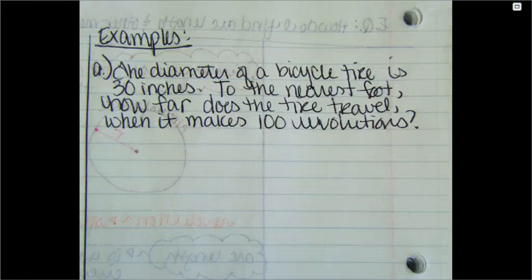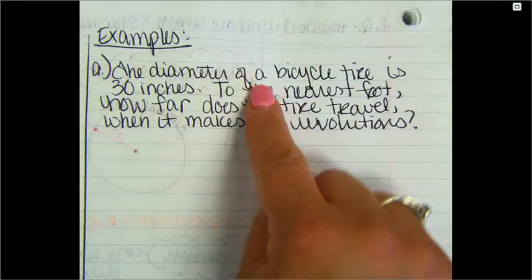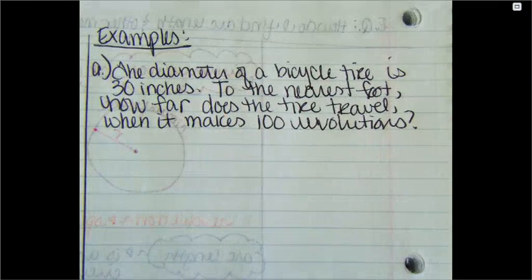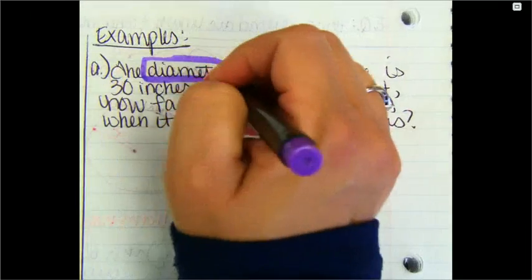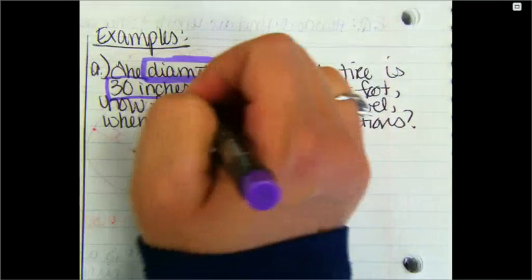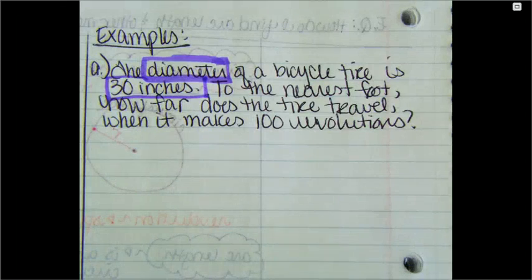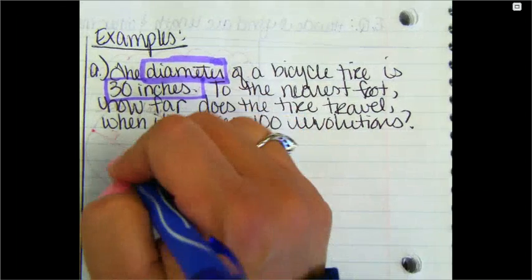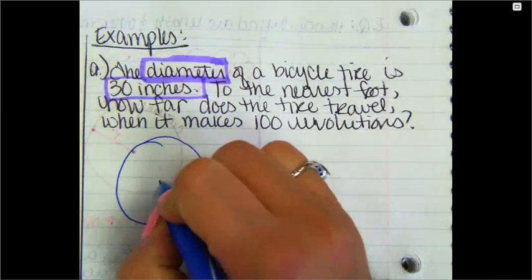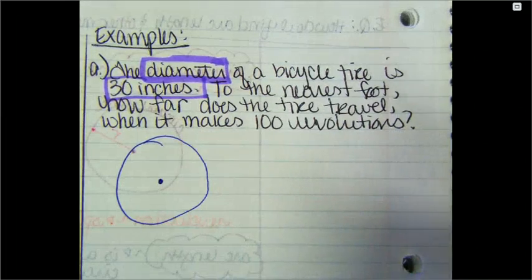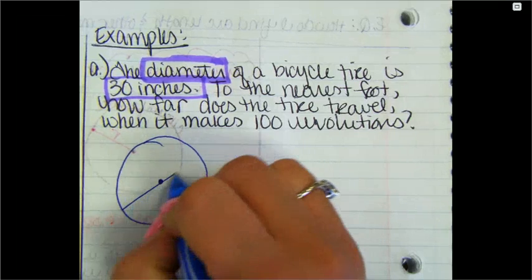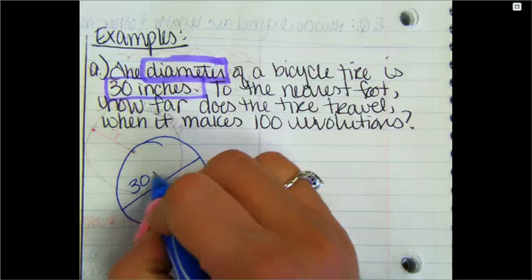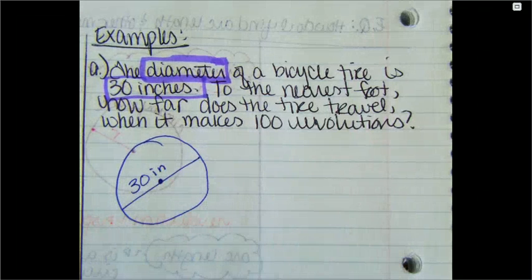All right, ready? Here we go. The diameter of a bicycle tire is 30 inches. What do we care about in the sentence? Diameter and 30 inches. So I should probably go draw myself a circle. When I draw the circle, I should put the center, and then I should draw the diameter. What does it mean to be a diameter? Cut through. And we're labeling it as 30 inches. Good.